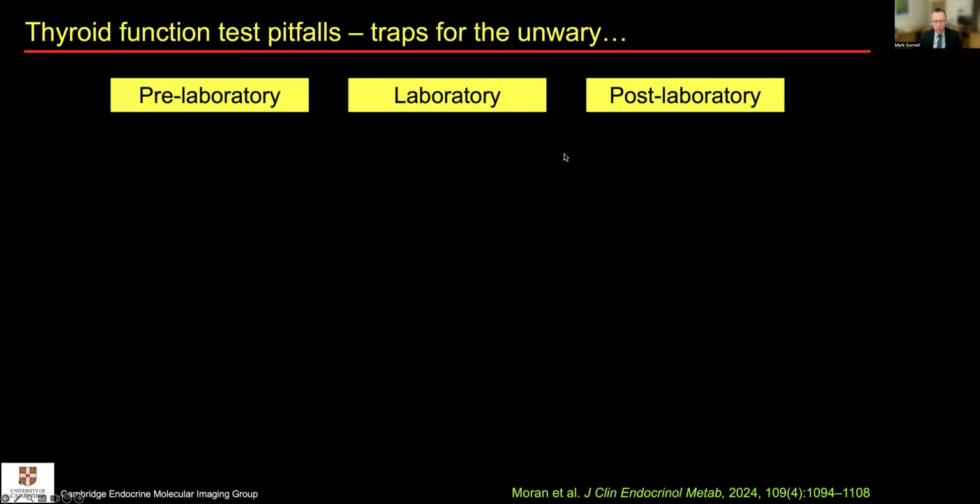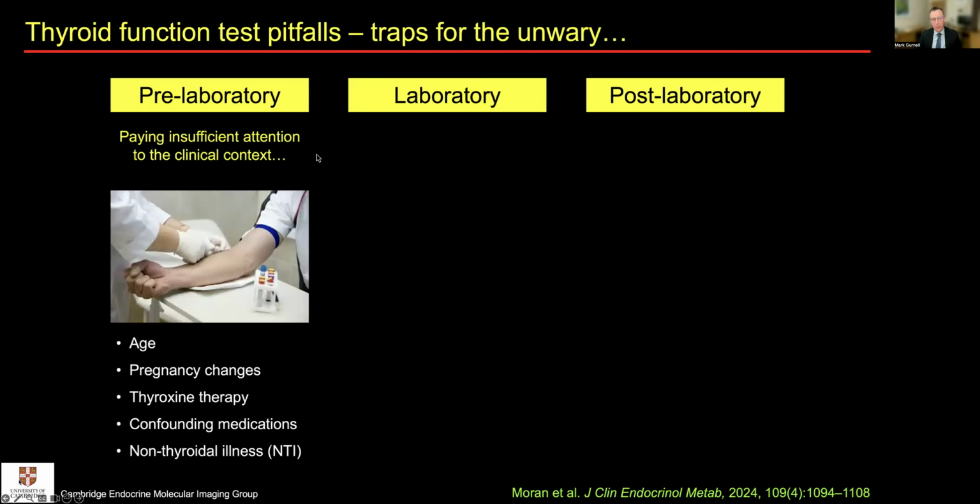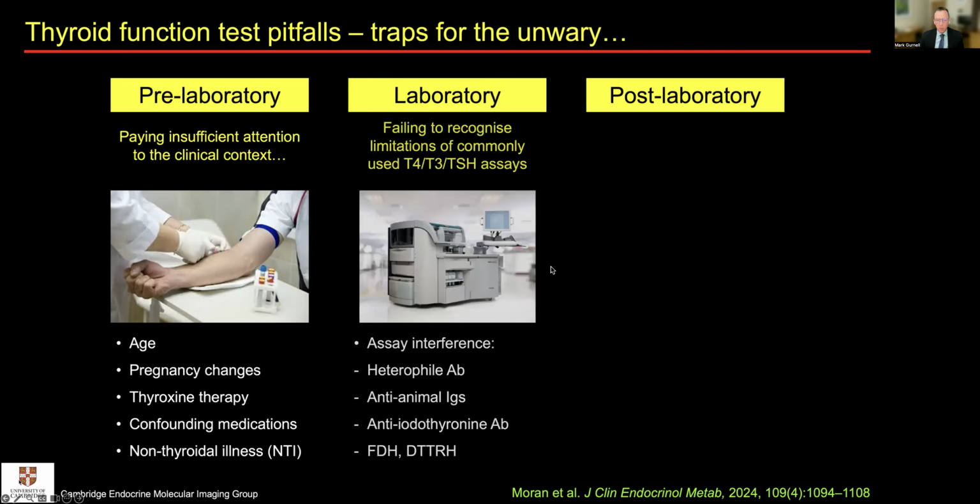So when I'm thinking about thyroid function test anomalies, I like to consider them under three major categories. Conditions which arise as a consequence of pre-laboratory factors, typically because we as the clinicians have paid insufficient attention to the clinical context. Maybe we haven't thought about the potential variance in TFTs that we might see with age, or in the context of pregnancy, or the effects of compounding medications or non-thyroidal illness, or even in patients on thyroxine replacement. There's a whole multitude of issues that we will see shortly that can cause problems with how we determine and measure free thyroid hormone and TSH levels.